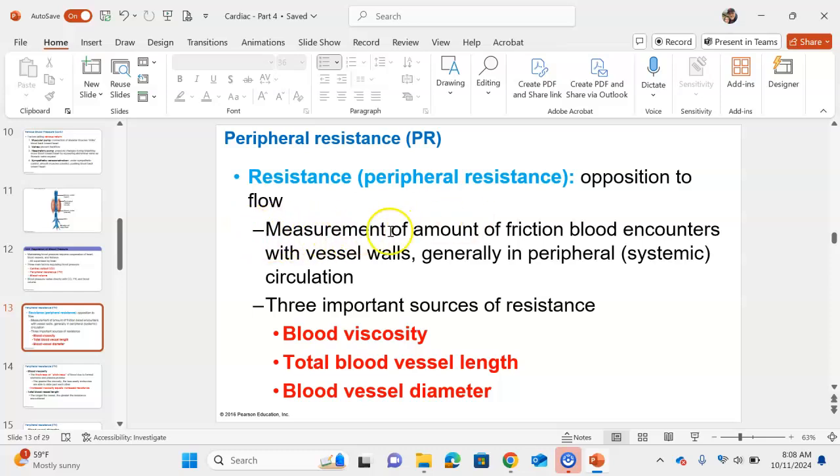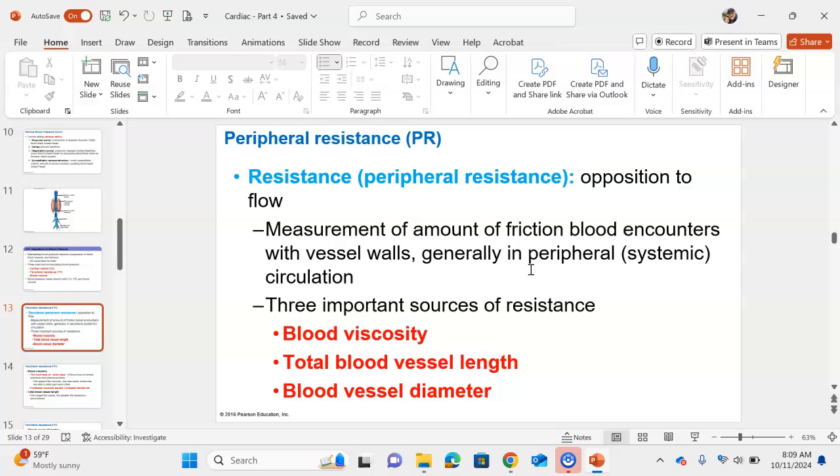And like it says here, it's a measurement of the amount of friction blood encounters with vessel walls, generally in peripheral circulation, in our systemic circulation. Okay, so when blood comes in contact with the walls of the vessel, there's more friction, because when blood is flowing through a normal healthy vessel, there are some minor differences in how the blood flows through. The blood that's right against the walls of the vessel is flowing just a little bit slower than the blood flowing through the middle of the lumen, or the hollow part of the vessel itself.